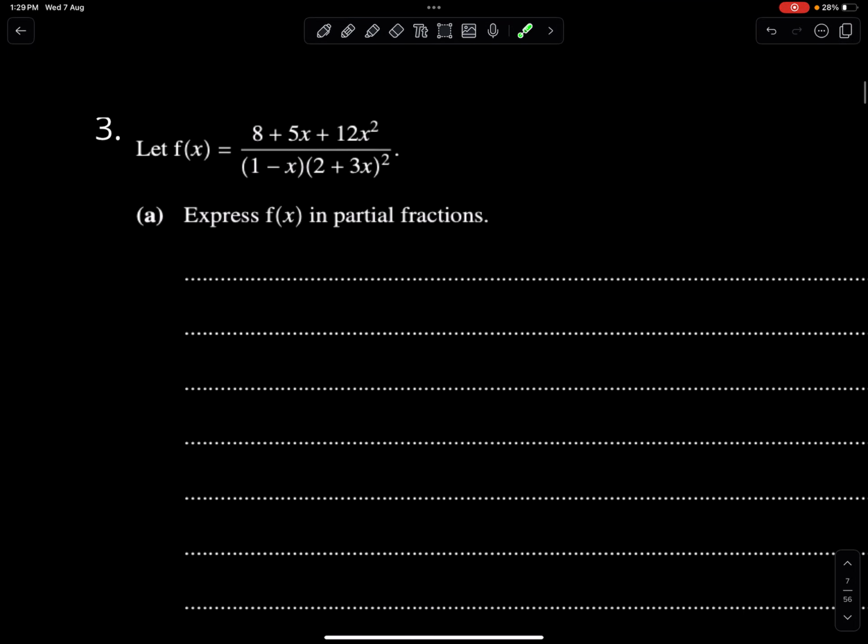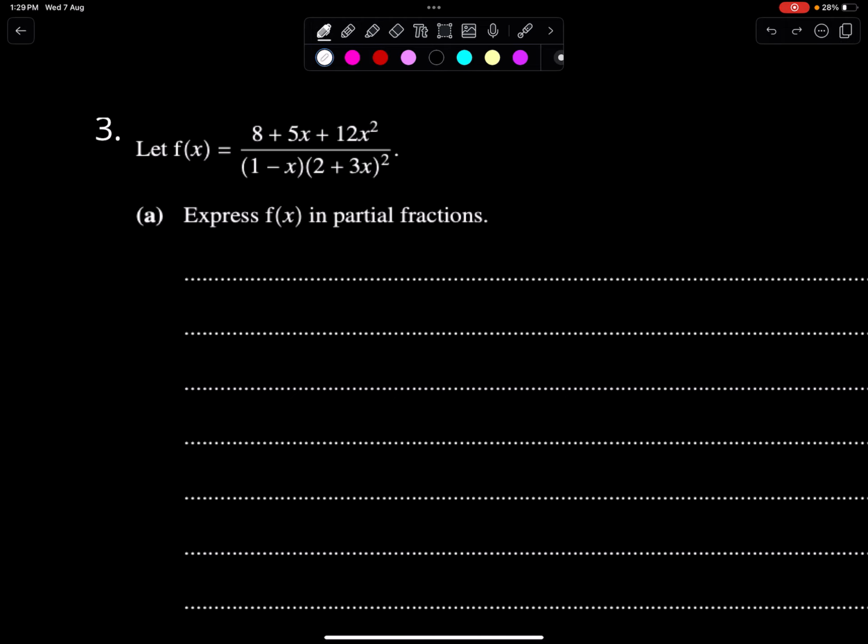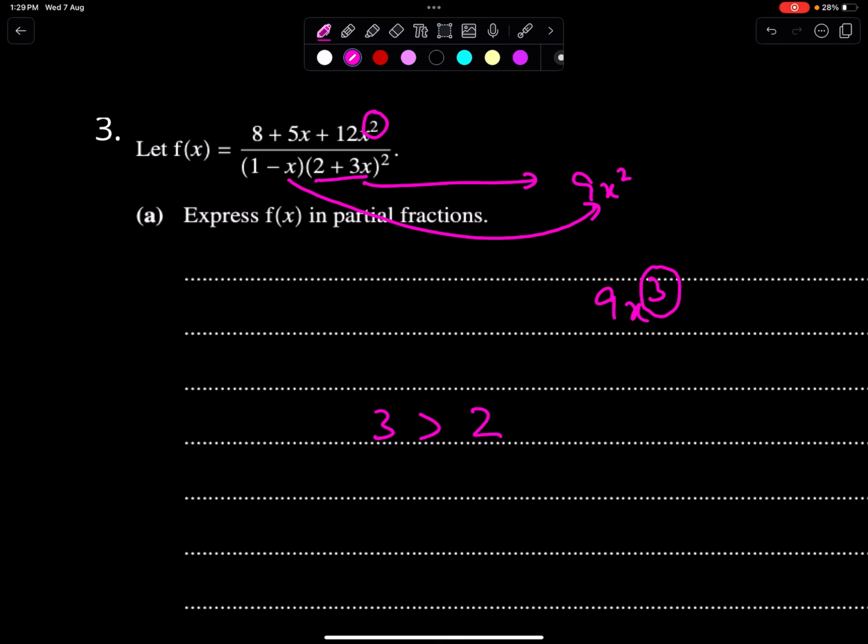See this example. The highest power of variable in denominator. Well, when we expand this, we will get 9x square. And when we multiply this x with this, we will get 9x cube. So the highest power of variable in denominator is 3, whereas the highest power of variable in numerator is 2. So 3 is greater than 2. Therefore, this fraction is proper.